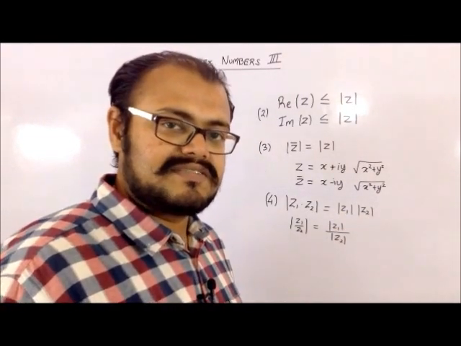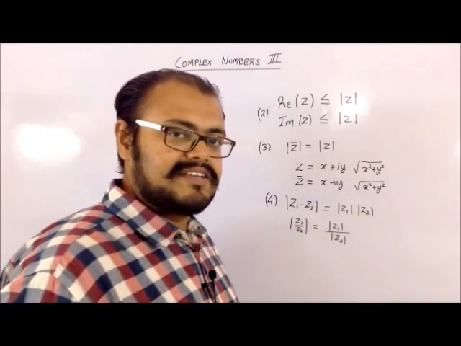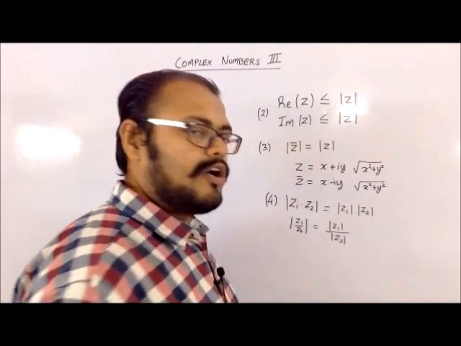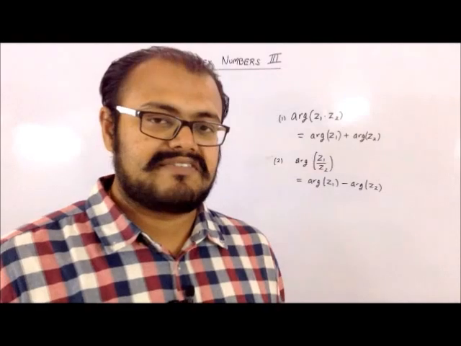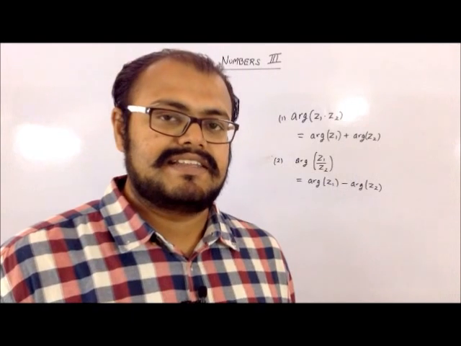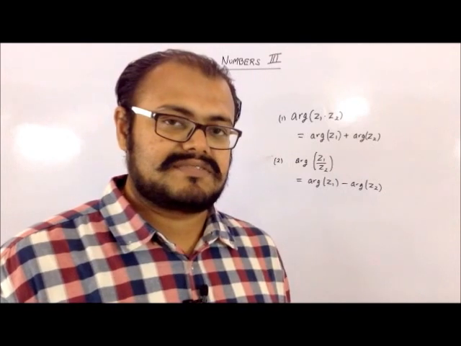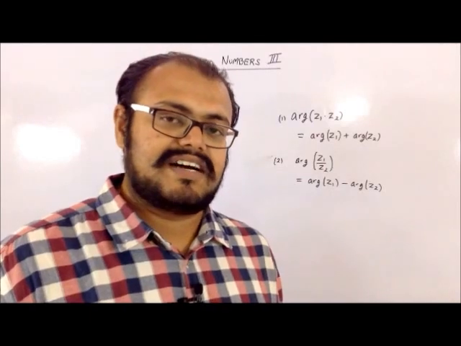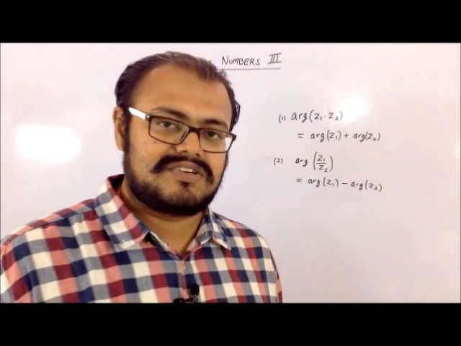Same goes for the division. If I have two complex numbers which are in the division, then magnitude or modulus of that division will give me the division of the individual moduli. So these are the two properties which are related to argument. If I am having the argument of two complex numbers which are in their product, then the net argument will be addition of the individual arguments of the complex numbers. And if it is a division of the two complex numbers and I'm finding the argument, then it will be the subtraction of the two arguments of the complex numbers.